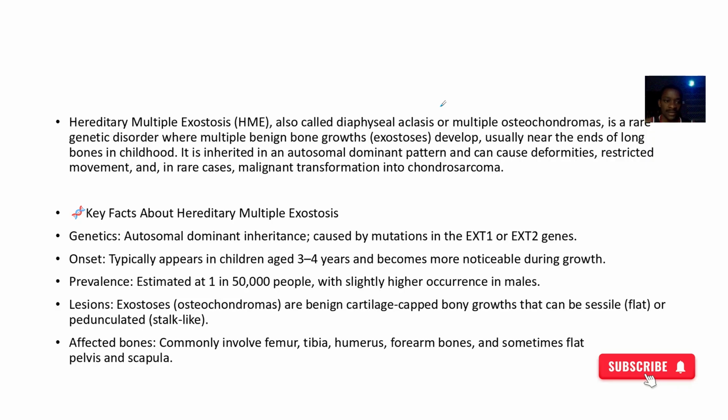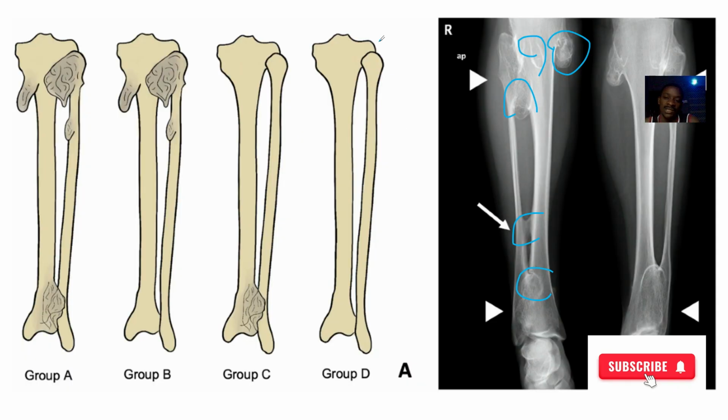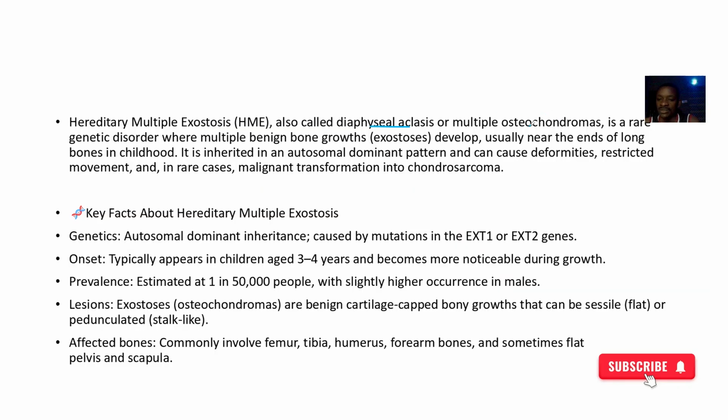So hereditary multiple exostosis is also known as what? Diaphyseal aclasis, because most of the growths happen around the diaphyses. Or multiple osteochondromas. It's a rare genetic disorder. This one you have benign bone growths, that's exostosis, but they are multiple, not mono. And they usually occur in the long bones in childhood.